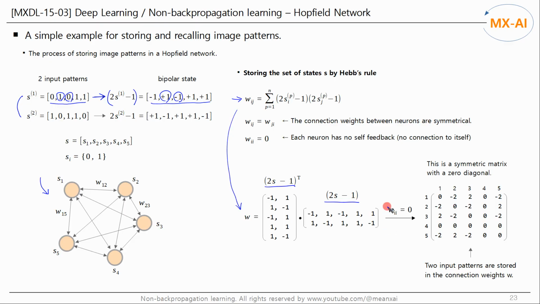Then we set the diagonal elements to 0. We can then obtain the following weight matrix. This is a symmetric matrix with a 0 diagonal. The 2 input patterns are stored in this matrix. Now we have a matrix storing the 2 input patterns.